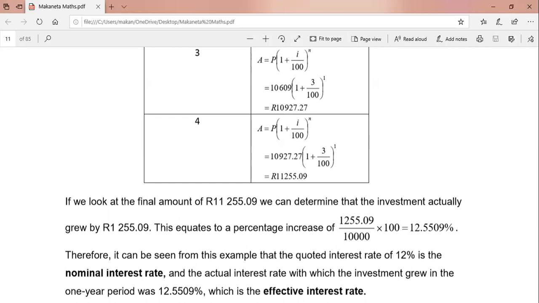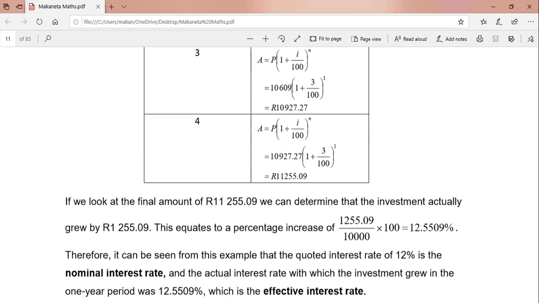Now, the amount with which your investment has grown can be expressed in percentage form. You take the original investment of 10,000, this becomes your denominator, and then you take the amount by which the investment grew, which is 1,255 rands and 9 cents. It becomes your numerator there, and thereafter you multiply everything by 100. So you will get 12,5509%.